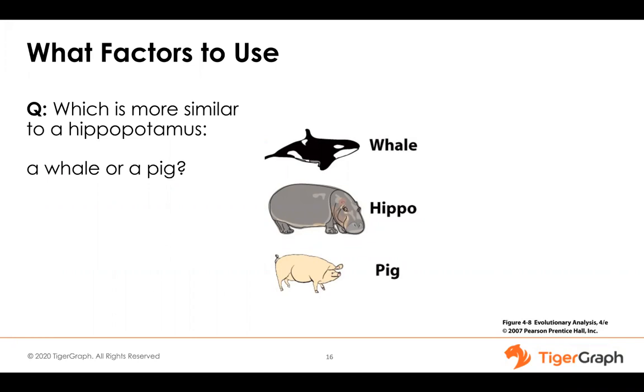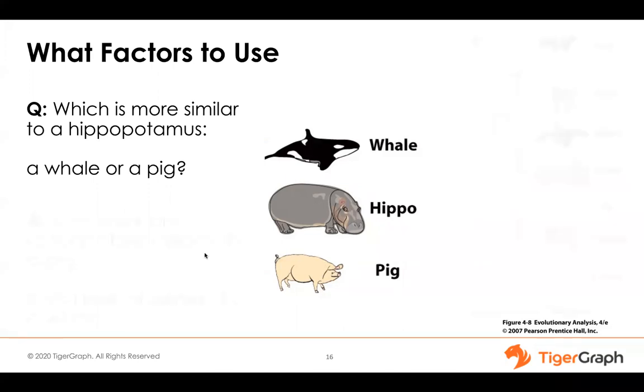So let's look at this question. Which is more similar to the hippopotamus? Is it the whale or the pig? I would guess most people would say the pig. Both land-based, both mammals, but not covered with fur. None of these are covered with fur, but at least these both have 4 legs.